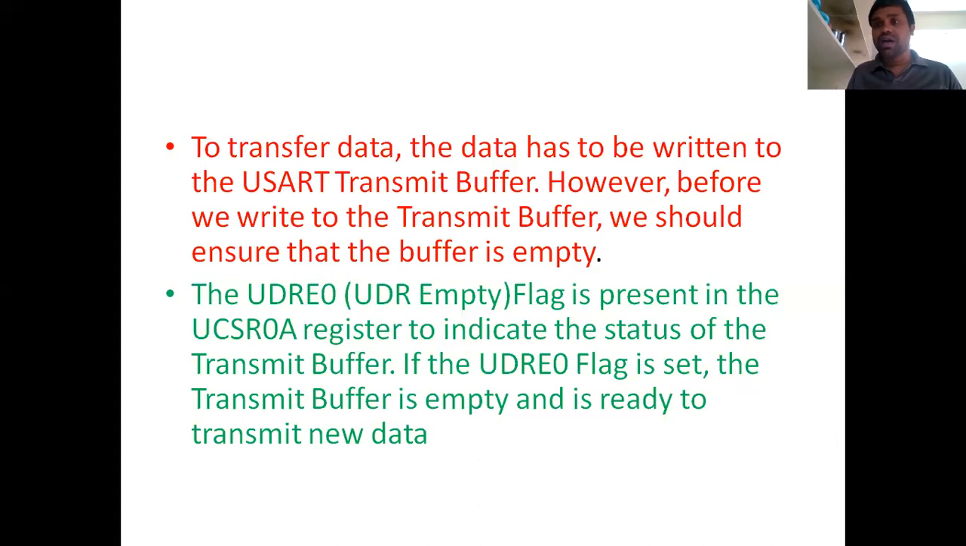Next, how can we check whether data is available or not? During reception, that is the RXC bit. If the receive complete bit equals 1, it means a character has been completely received from the system. If RXC equals 1, the data is available within the buffer, and then we want to read the data.